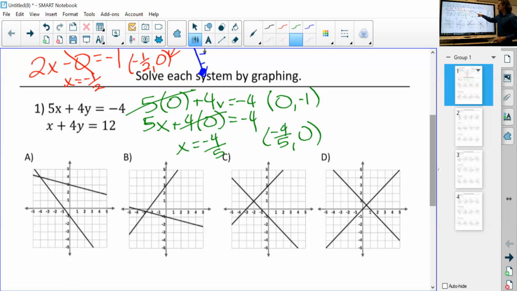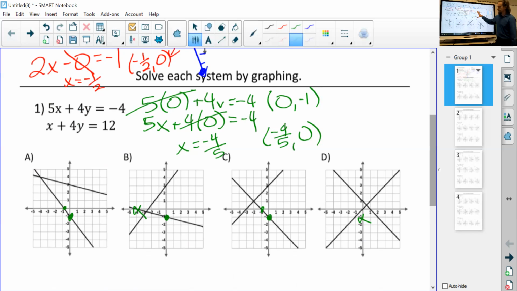So we look for 0, negative 1. It's not here. This is 0, negative 1. This is 0, negative 1. And then we should have a point on that same line at negative 4/5 and then 0. So this looks pretty good. This one's at negative 4, that's not it. This one, it's kind of close. We'll check it. So just by graphing that one line, we've narrowed it down to just 2 more answers.